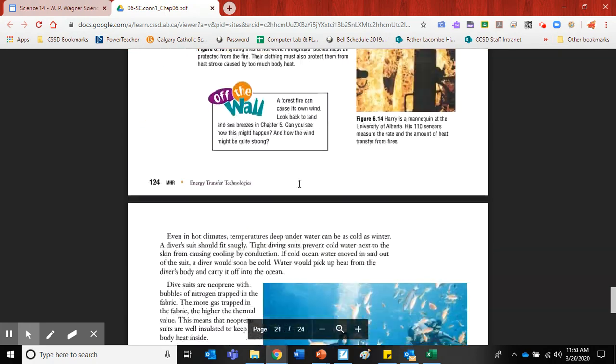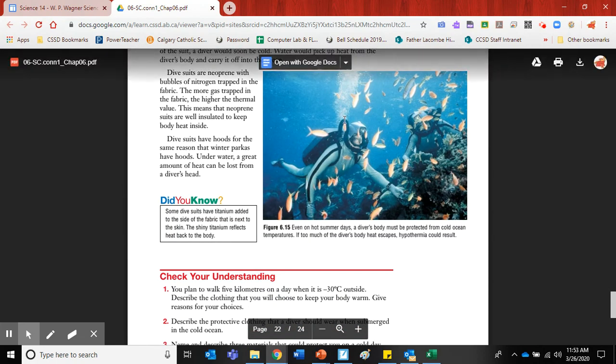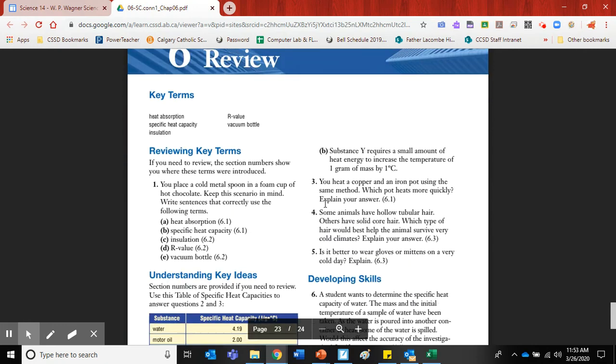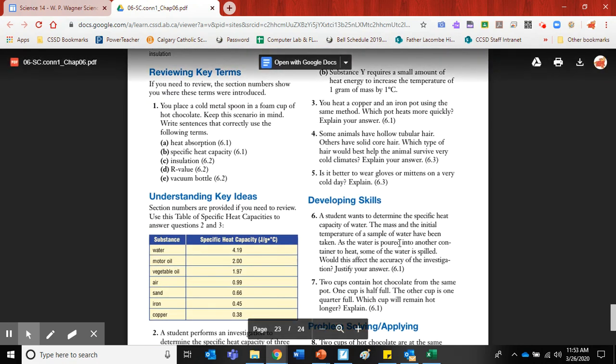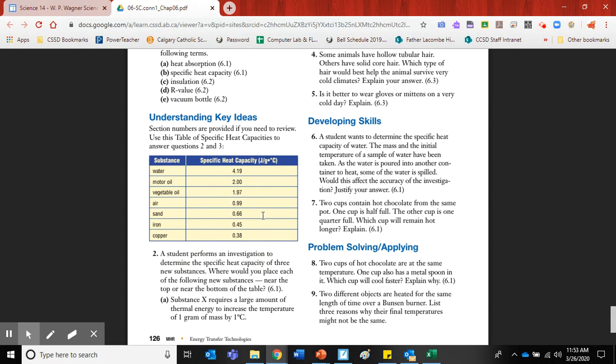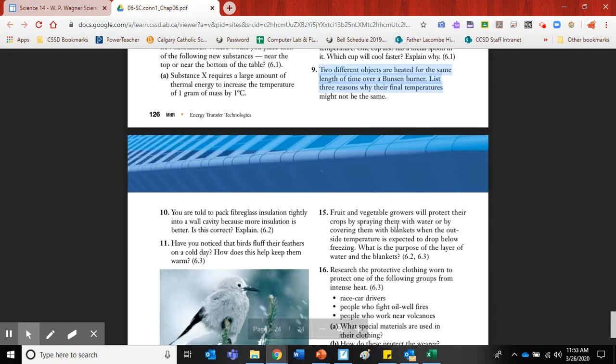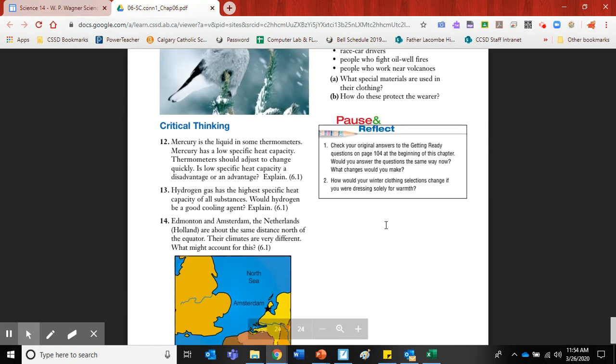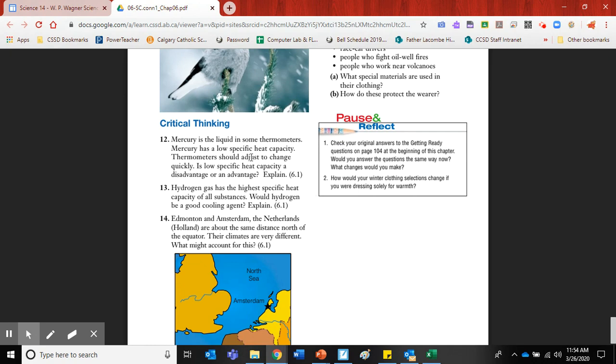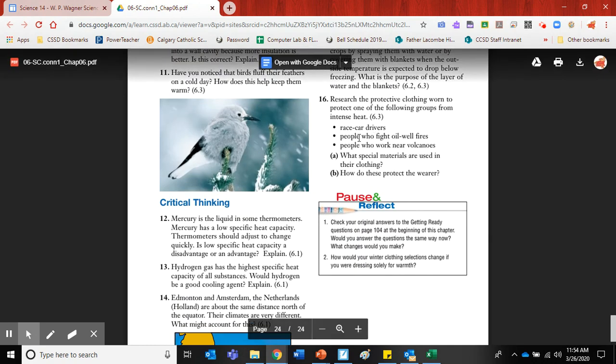Now that you've gone through and written down some practical examples, and how each one keeps themselves cool, you should be able to check your study sheet and see if you can actually answer some of these questions by just using your study sheet. And you can go through and figure out how to calculate different specific heat capacities. You'll be able to apply knowledge. There's two different objects heated for the same length of time over a Bunsen burner. Okay, you should be able to explain them. And then you should be able to even use some critical thinking about different questions on here.